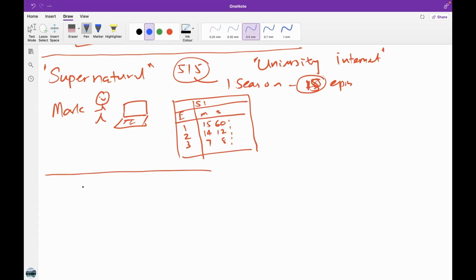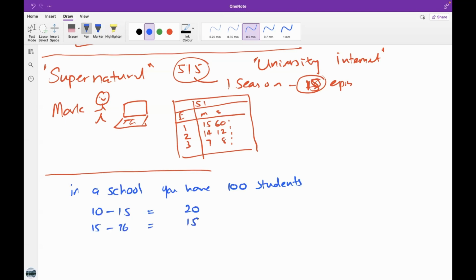So let me be a bit clear now. Let's say we talk about ages, so students in a school. Say that in a school you have 100 students, and students who are in the age from 10 to 15, say that you have 20 students, and from the age 15 to 16 you have say 15 students.